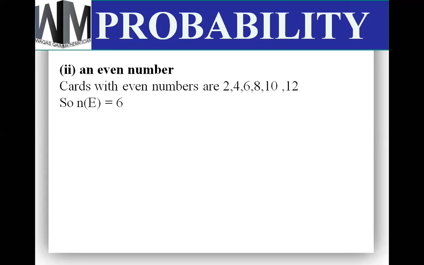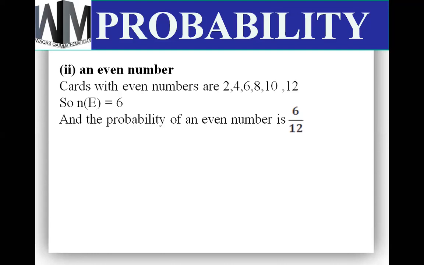So the number of events is 6, and the probability will be 6 over 12. So 6 is the number of events, because we have 6 even cards and total cards are 12. And this 6 over 12 can also be written as 1 over 2. If we reduce this, then it becomes 1 over 2. Okay, now a prime number.